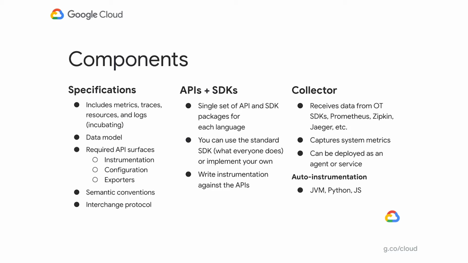Next, we have a data model. The data model describes how actual APIs and how your code will interact with this data, and how a metric or trace or log or other component is actually described to a computer system.